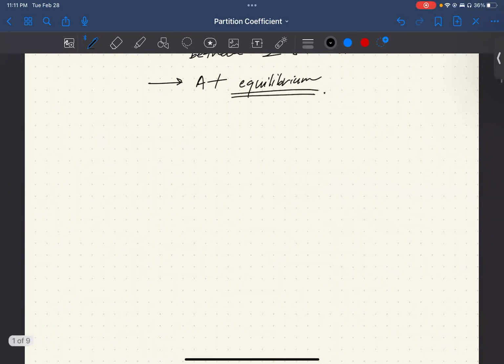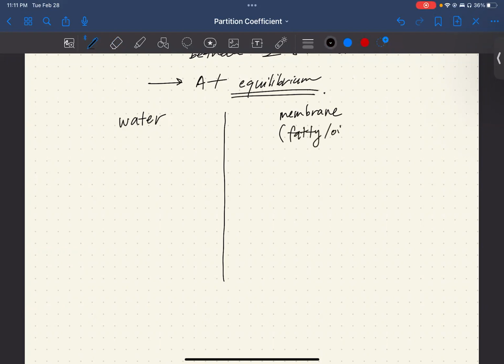Well, let's think about this. We have two different solvents. Let's say we have water on one side, and on the other side, we've been talking a lot about membranes, so let's say it's the membrane. What is a membrane? Well, it consists of lipids, so it's kind of a fatty or oily solvent. Let's use our salt example. If we have salt in water, we expect a lot more particles dissolved in the solvent. It's more soluble in water than it is in oil. We expect fewer particles, a lower concentration. But the thing is, this is at equilibrium.